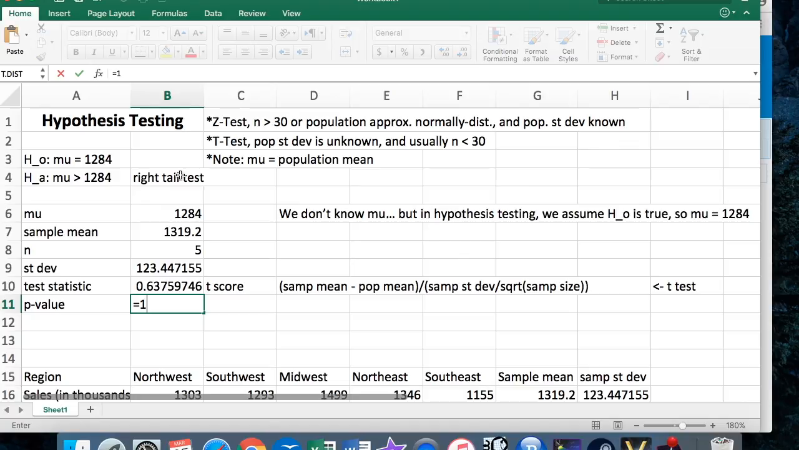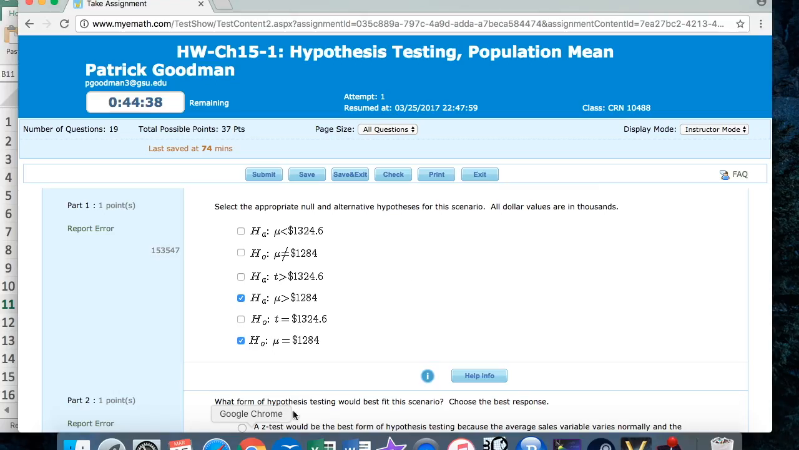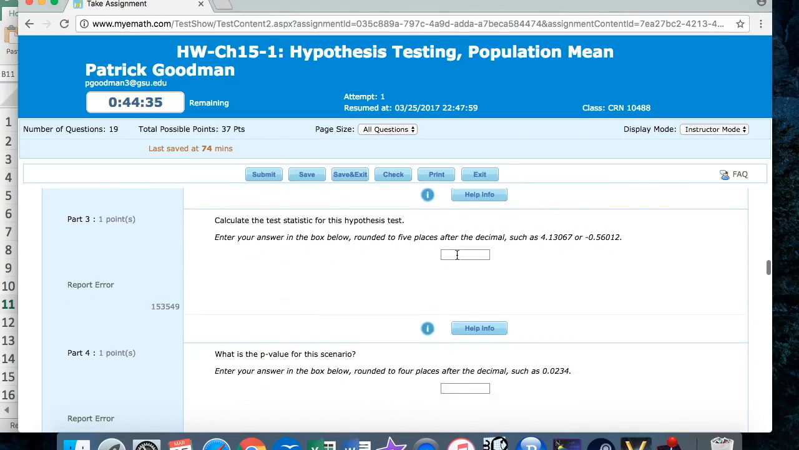So if I want the area to the right, I have to do 1 minus, right? So I'll do 1 minus t.dist. Click on my x again. Degrees of freedom is your n minus 1. Remember the minus 1 or else you get a different answer. It'll be close, but it won't be the same. And then 5. So that'd be 5 minus 1 and then 1. All right, so there we go. That's my p-value.